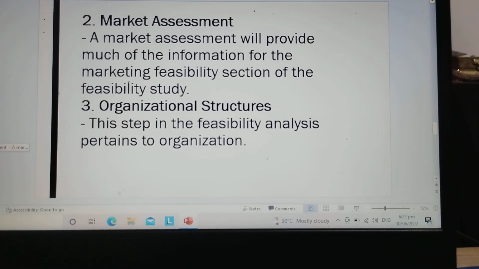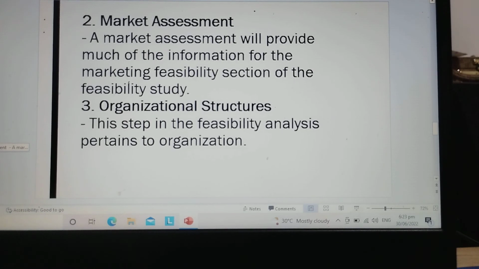Now, for number 2, we have market assessment. A market assessment may be conducted that will help determine the viability of a proposed product or service in the marketplace. The market assessment will also help to identify demand in the market and at what price. If no opportunities are found, there may be no reason to proceed further with the feasibility study.